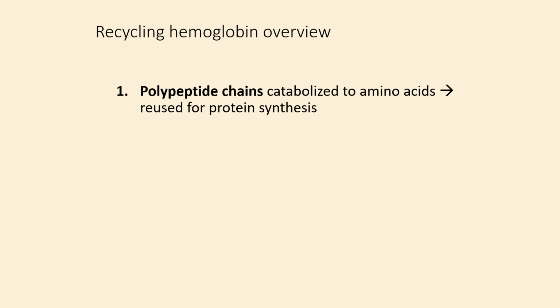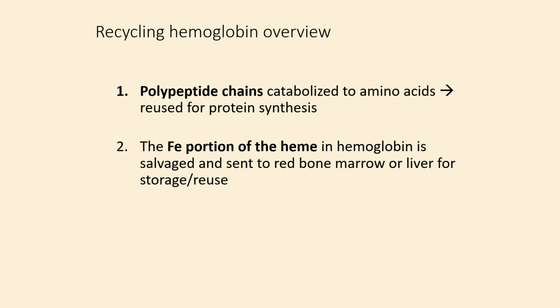All right, so how do we recycle hemoglobin? We're going to catabolize those polypeptide chains, so proteases, enzymes that digest proteins, will chop up those polypeptide chains into amino acids, and those amino acids are good and useful, and they will be reused. The iron is also good and useful. The iron gets stripped away from the rest of the heme molecule, and that iron is either going to be sent to red bone marrow or to the liver.